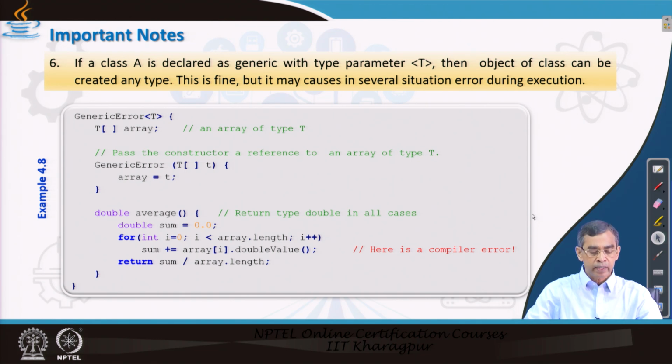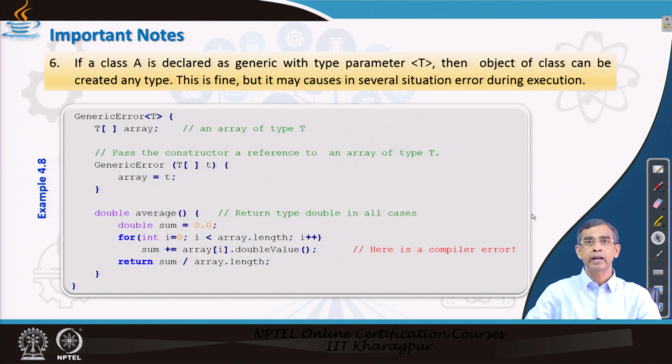Now, in this context we want to mention one important check. If a class, say A, is declared as generic with any number of parameters, no issue, let it be T, then an object of the class can be created of that type. The type can be anything. That is fine, right? We have learned about it, it works.